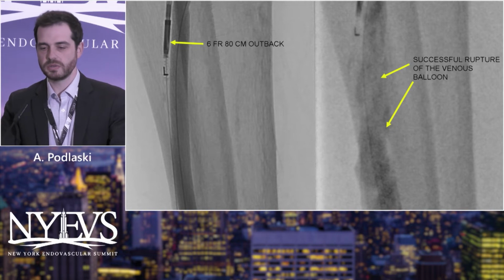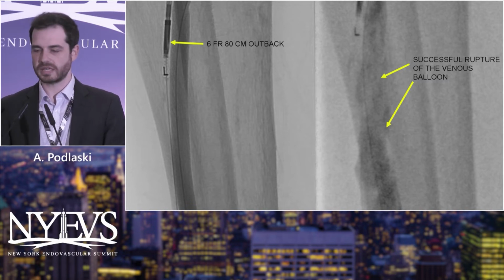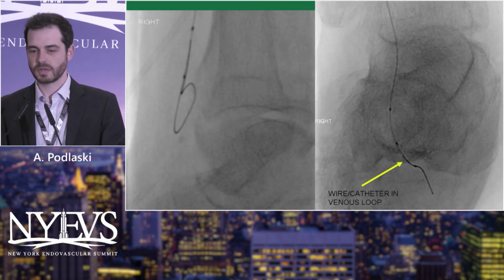So to cross, we used a 6 French 80 centimeter Outback, and we punctured into the vein where the 5 centimeter balloon was. Some people will use the Pioneer catheter for this. Some people use a double gun sight. When we did this procedure, we were still using the Outback just because of our comfort level with that. We've now gone to actually using the LimFlow system.